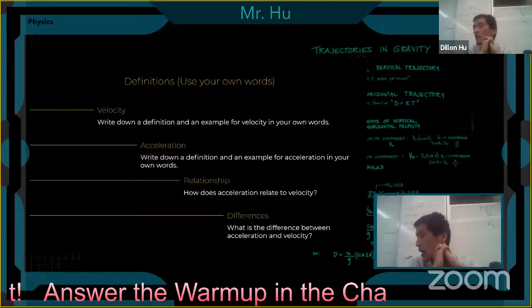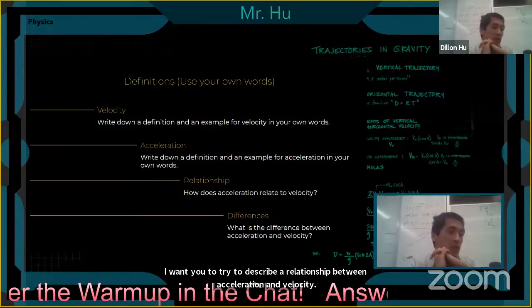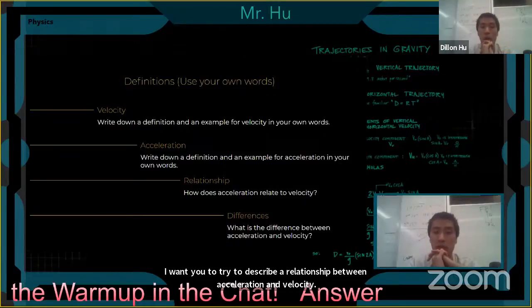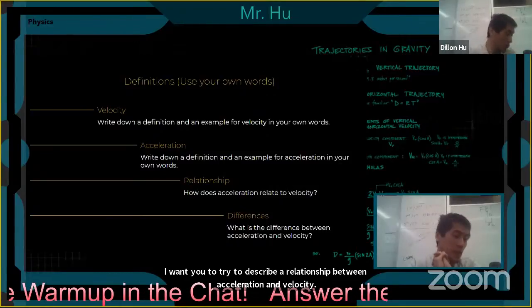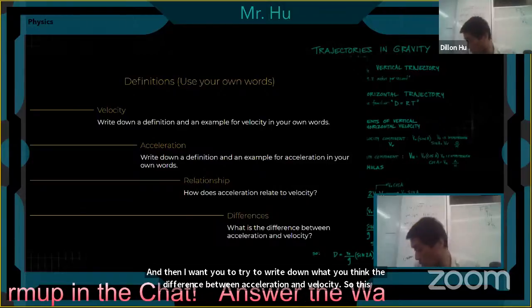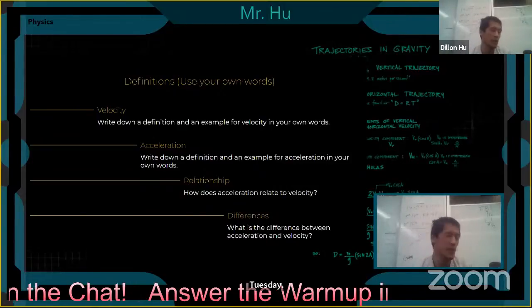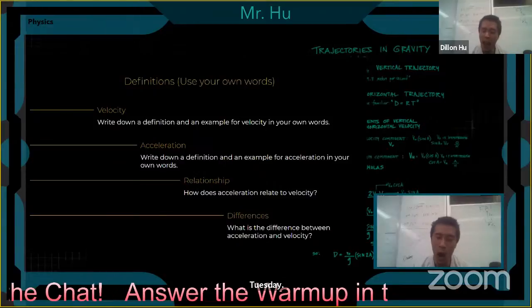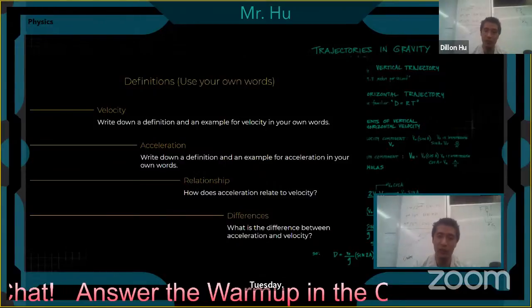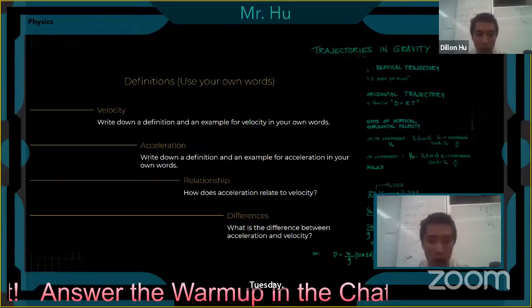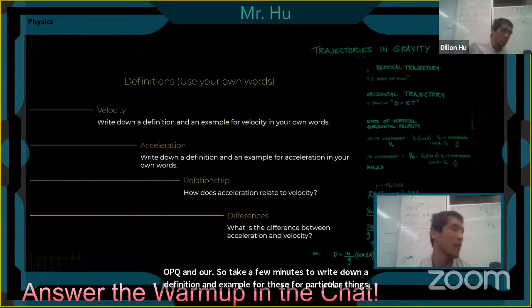So take a few minutes to write down a definition and example for these four particular things. I think it's important to be able to distinguish between them and have an understanding of all of them. So I want you to write down a definition and an example in your own words for these four different things. We'll take about 6 or 7 minutes to do this, and then we will move on.